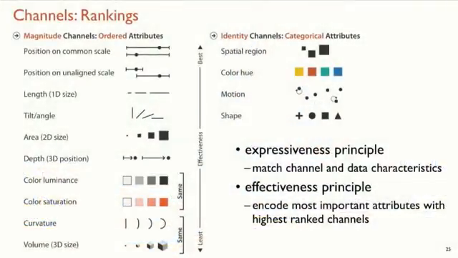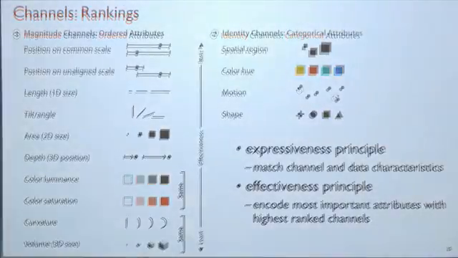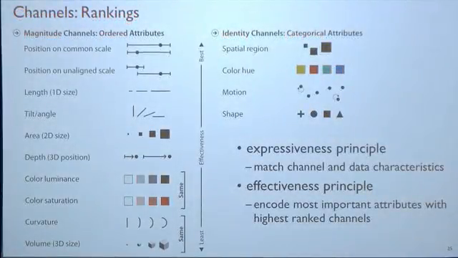The other point is there's actually a spectrum of effectiveness here, going from the most highly effective at the top to the least effective on the bottom. You want to try to understand, if you've got multiple attributes in your data sets, and code the important ones with these higher ranked channels.